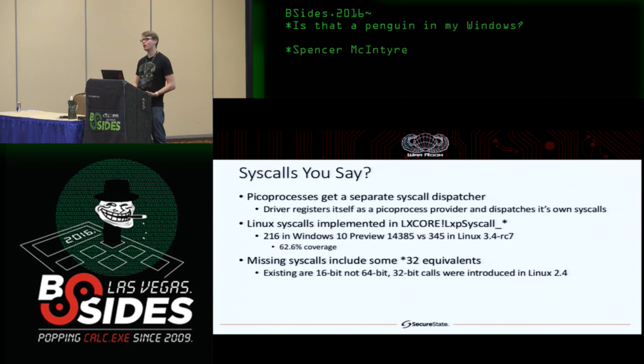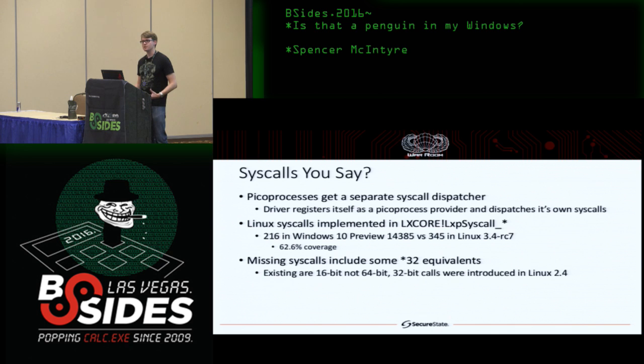Excuse me, I shouldn't say all of the system calls, but all of the system calls that are implemented in LX core. One of the first things I wanted to look at when I started this research is what system calls are actually implemented. This is going to directly affect which binaries are going to be able to successfully run on Linux versus which ones are not quite going to be supported yet.